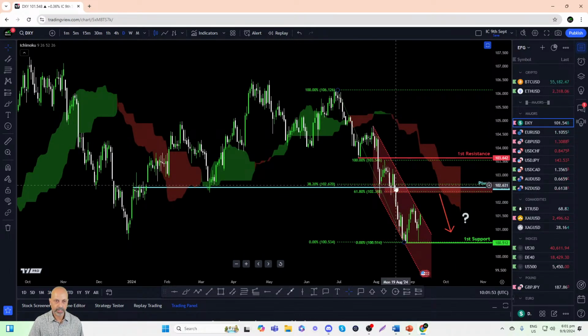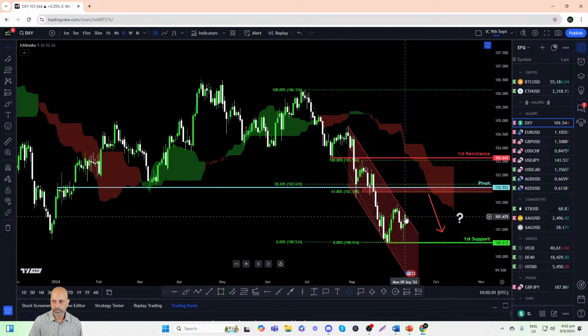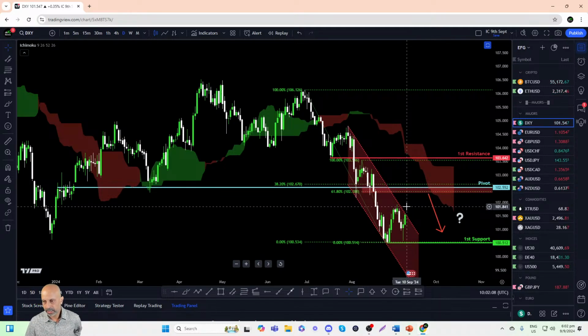And of course, we see the dollar index continuing to trade underneath the bearish Ichimoku cloud, which highlights the bearish momentum, right? But as of now, we may have a potential bullish breakout above this upper trend line of the bearish channel, and that could potentially see the dollar index rise up towards this pivot level here.